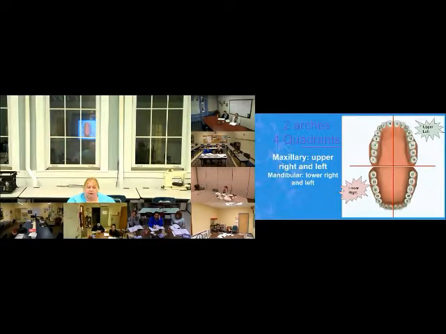It is typical for us to use abbreviations for these quadrants. So we say UR and UL. What are we talking about there? Upper right, upper left. Or we could say LL and LR, lower left and lower right. And usually those abbreviations are used in writing more than they are used verbally.